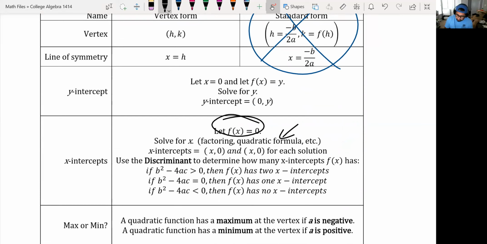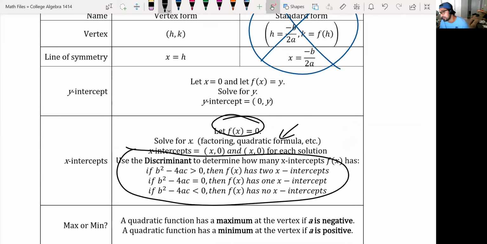Okay, so down below we have something called the discriminant. I won't use it, but use it if you want. It's only helpful in telling you how many x-intercepts you have, but it doesn't find your x-intercepts. The discriminant is that formula b squared minus 4ac. When you plug in the values of a, b, and c from your quadratic function, if the value is greater than 0, then you'll have 2 x-intercepts. If it's equal to 0, you'll have 1 x-intercept. And if it's less than 0, you have no x-intercepts.